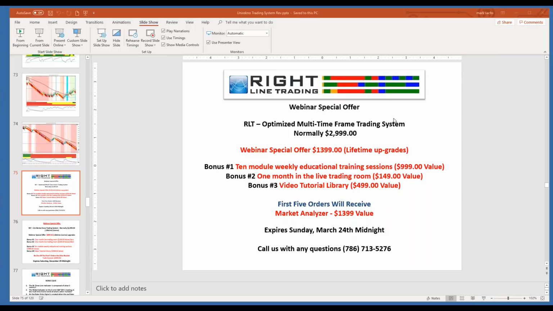So Celeste, you don't need the software to trade automated. You need the software to trade on a discretionary basis only. So that's the scoop on that.